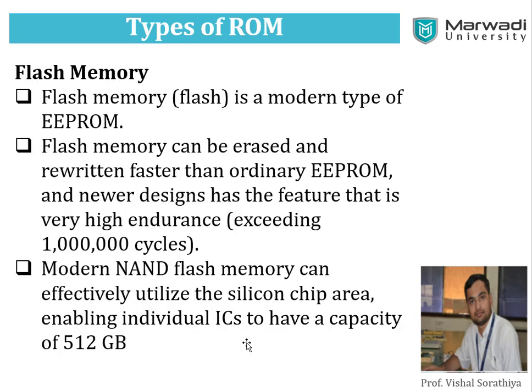Next is flash memory, which can be programmed multiple times. Like in your pen drive, we have 512 GB pen drive capacity nowadays, and it supports 10 lakh read-write cycles with the flash memory. It's similar to the EEPROM, but the number of read-write cycles is increased a lot.